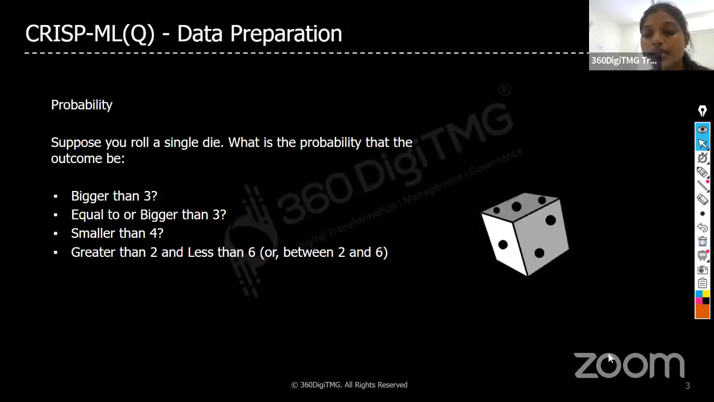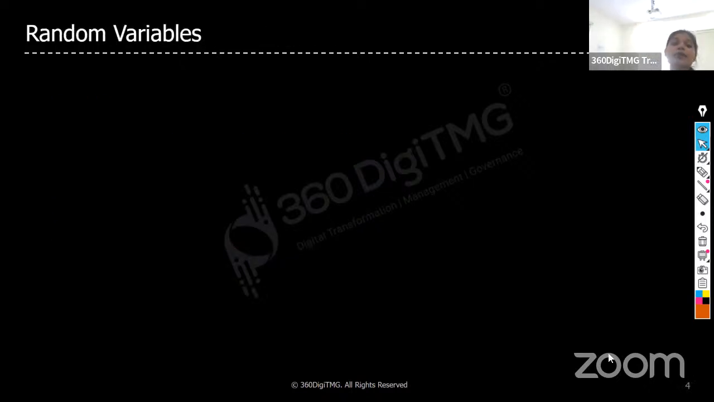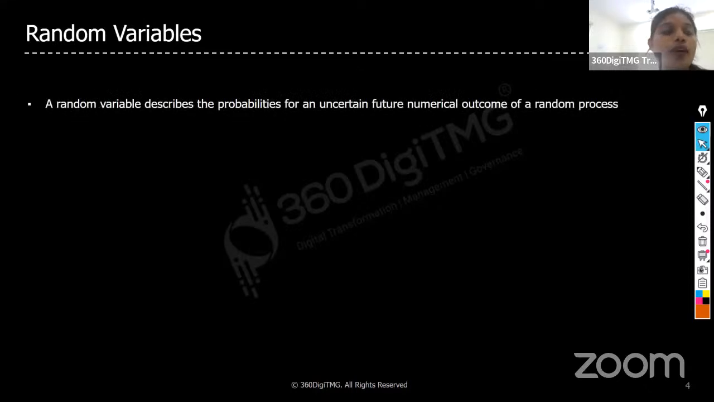And going to the next slide, which is about random variables. So what is a random variable? A random variable describes the probabilities for an uncertain future numerical outcome of a random process. When you just listen to this, you may not understand clearly the first time itself.